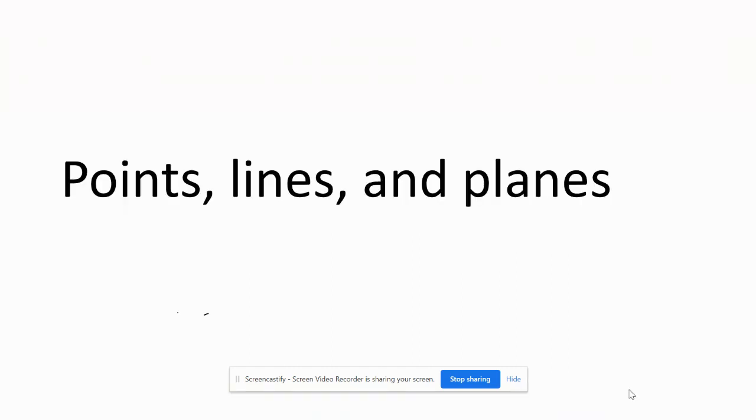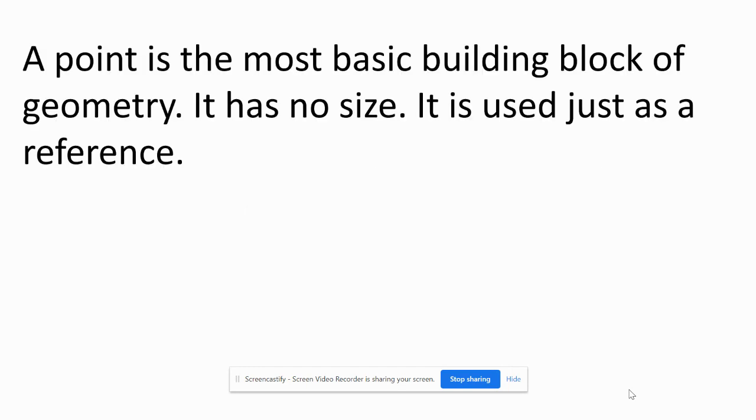Geometry starts with what are called points, lines, and planes. We're going to be talking about the vocabulary in geometry. Now, it might seem a little difficult because we're just getting into the vocabulary. So the first unit actually feels a little hard, but just hang in there. I promise it's going to get easier.